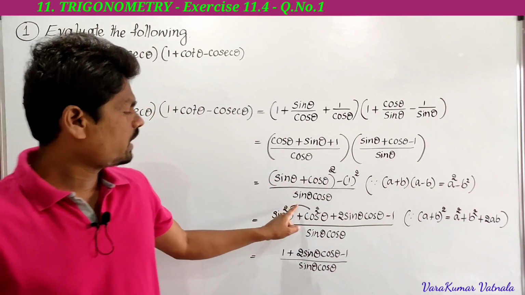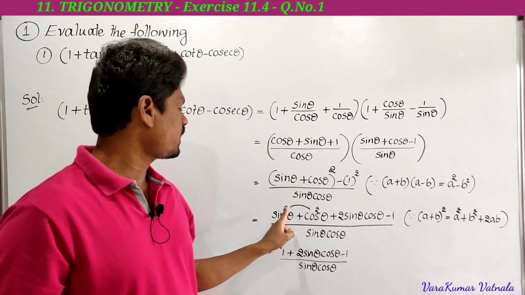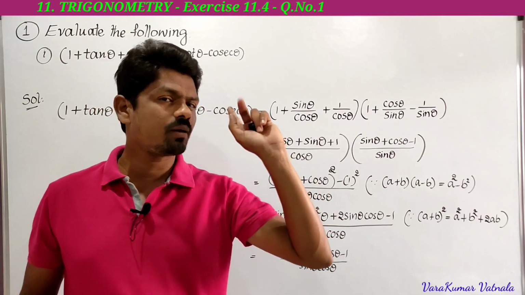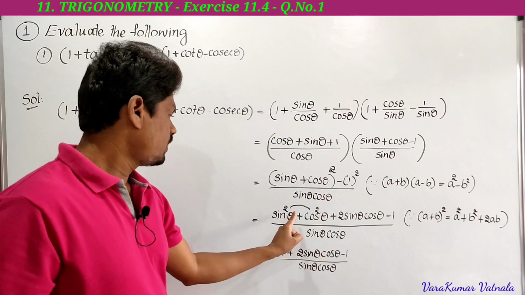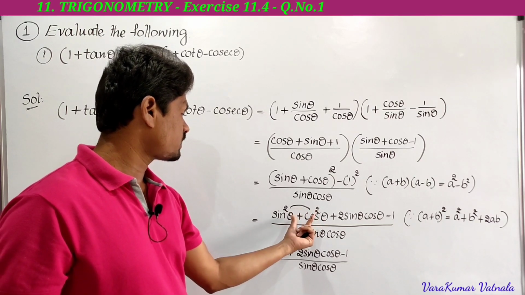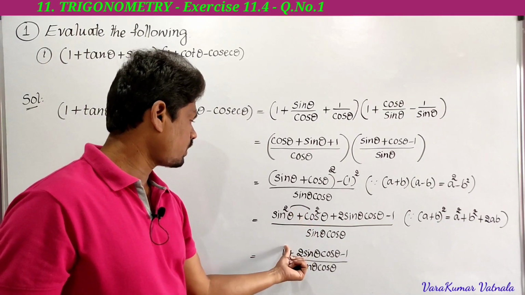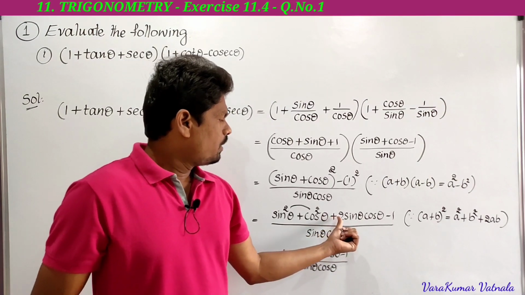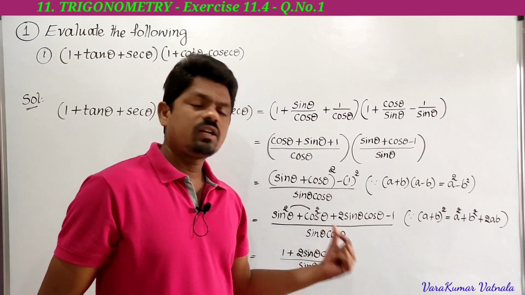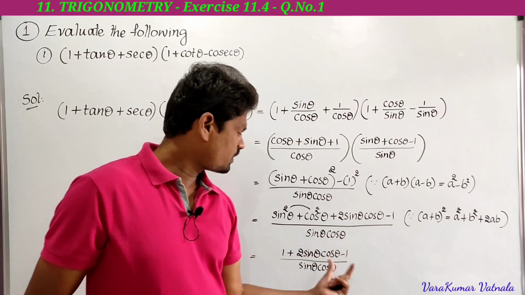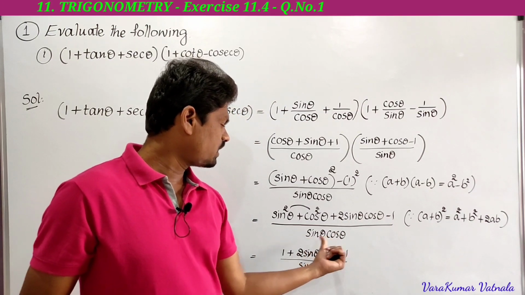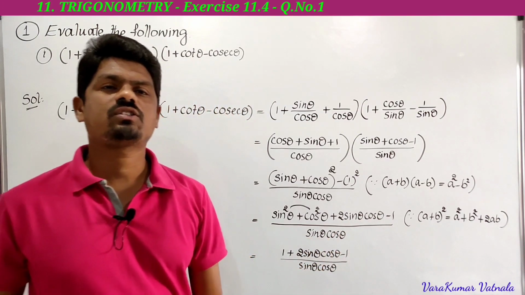Okay, so we have the very first trigonometric identity, sin square theta plus cos square theta equal to 1. So here we have sin square theta plus cos square theta. Instead of this I have written 1 plus 2 sin theta into cos theta, as usual. Write this minus 1 divided by what is there in the denominator, sin theta into cos theta.